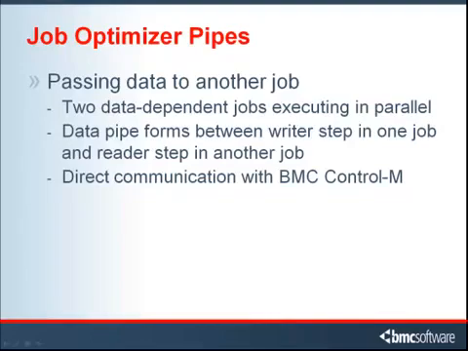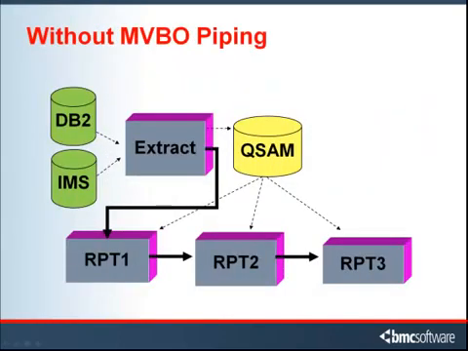MainView Batch Optimizer communicates directly with BMC's Control-M product to understand the nature of jobs and will ensure that all co-requisite jobs of the collection are scheduled at the same time. Let's look at this example. Without piping, you can see an extract program, something common in month-end processing, that sweeps through a database and writes a flat file. The file goes through downstream processes and creates report 1, then report 2, and finally report 3.